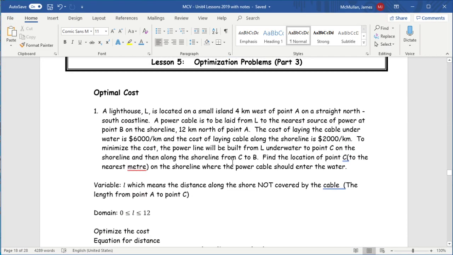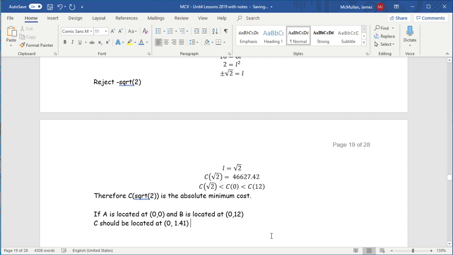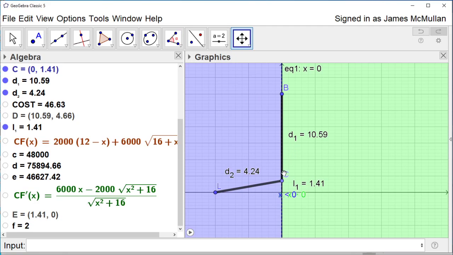So what is the question actually asking us? Find the location of point C on the shoreline where the power cable should enter the water. So we say the location, if A is located at 0, 0, and B is located at 0, 12, C should be located at 0 and 1.41, or square root of 2. Or in other words, C is square root 2 kilometers north of point A. Okay, and that would be our answer.